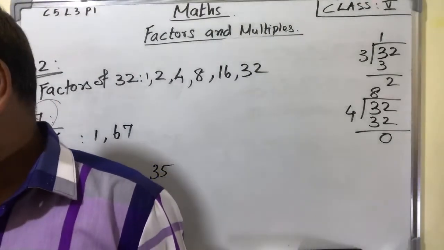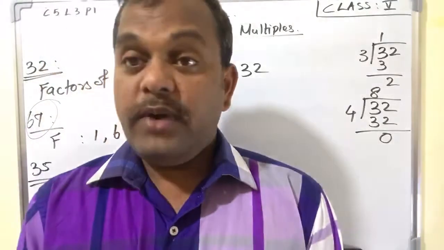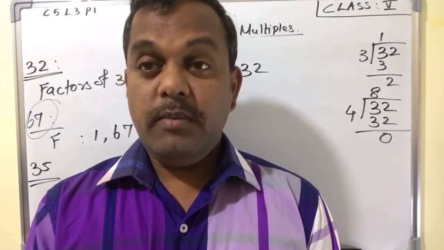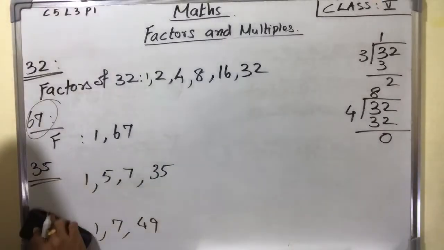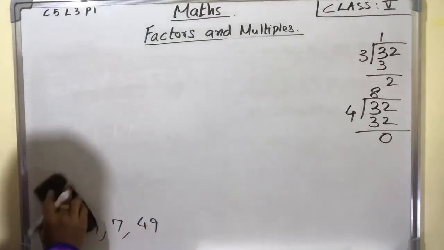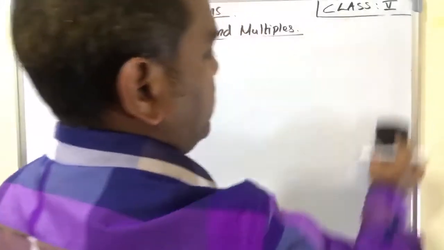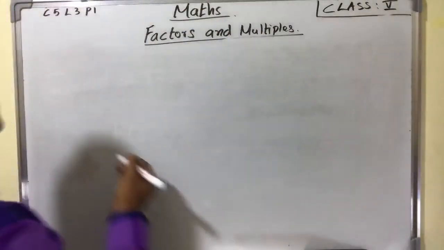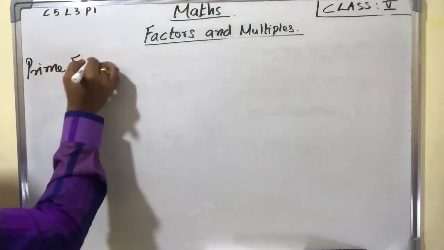Understood? Next heading is prime factors. What is a prime factor? Factor, you learned. A factor means a number that divides a number without leaving any remainder. Now, prime factors.